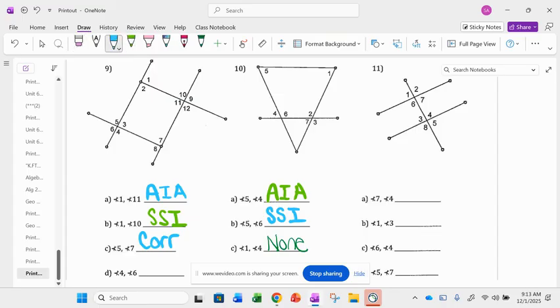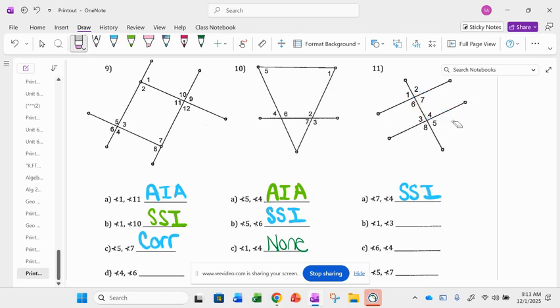All right. Angle 7 and angle 4. So I'm going to trace angle 7. I'm going to trace angle 4. Bella, what kind of angle is this? Perfect. SSI.